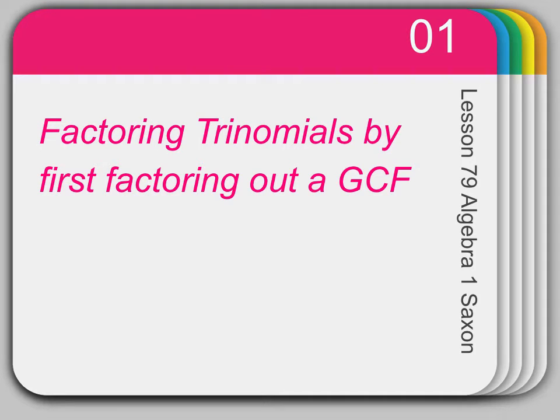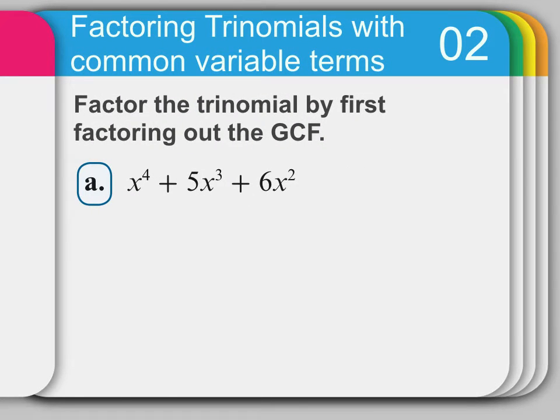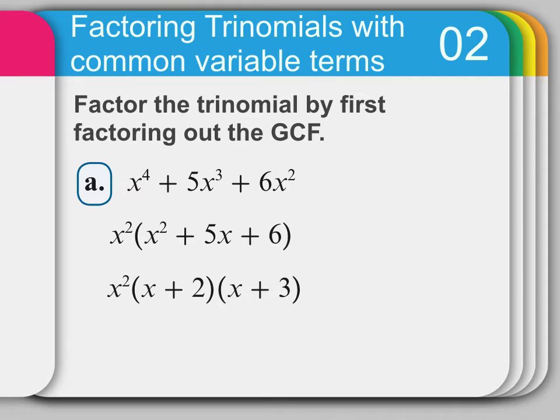In this video, we'll factor trinomials by first factoring out a greatest common factor. In this trinomial, each term has an x. We can factor out x to the second power. And the trinomial x squared plus 5x plus 6 can be factored into two binomials. Now the trinomial is fully factored.